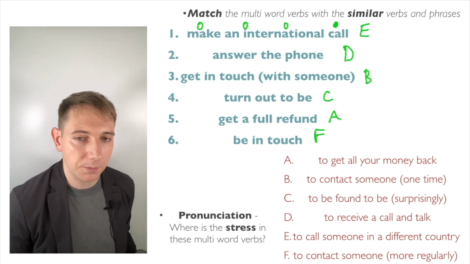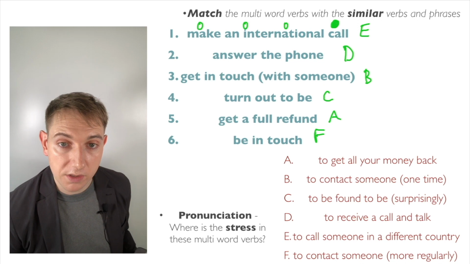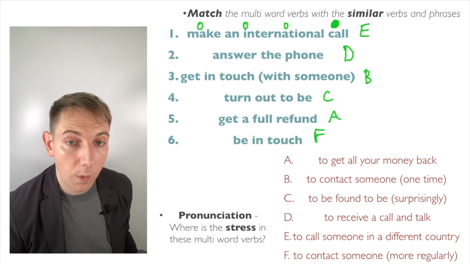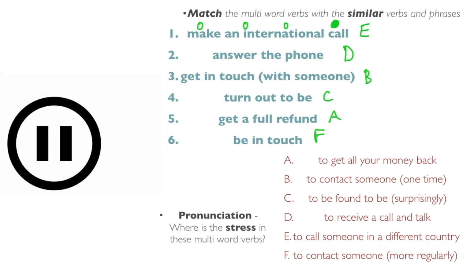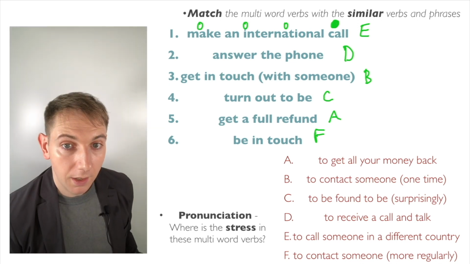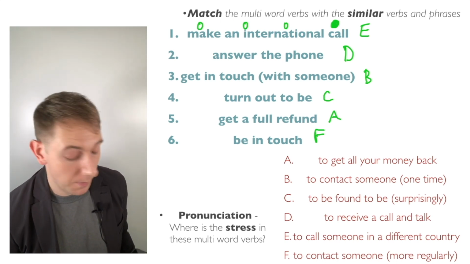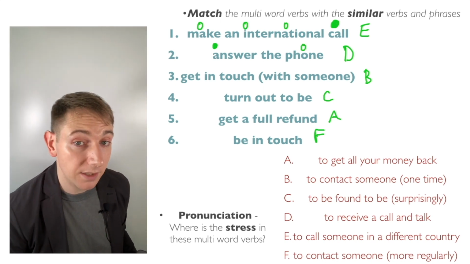How about the rest of them? What is the biggest stress? For example, call. What is the smaller stress, like make? How about the rest of them? So pause this video. Which words do we stress in these examples? Okay guys, so the next one, answer the phone. Big stress is on answer, smaller stress on phone. Again, answer the phone.